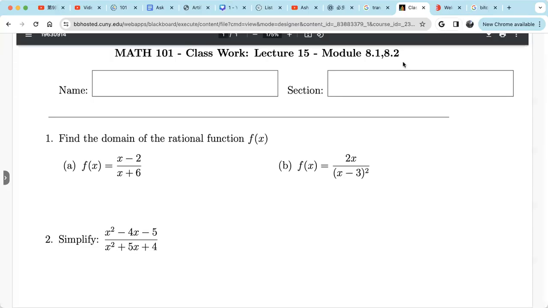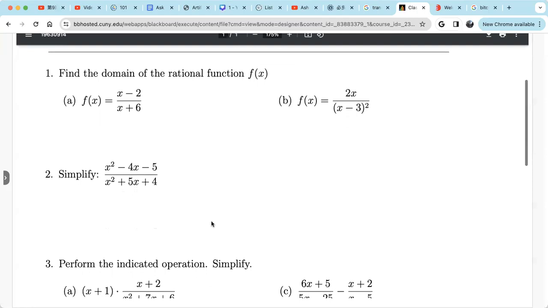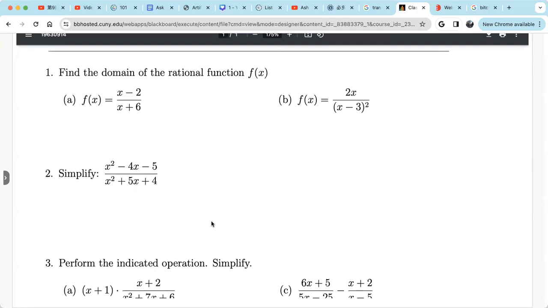Classwork 15. So the first question is find the domain of the rational function. It's called a rational function because the variable appears in the denominator. In mathematics, the denominator cannot be zero. So find the domain of this function.